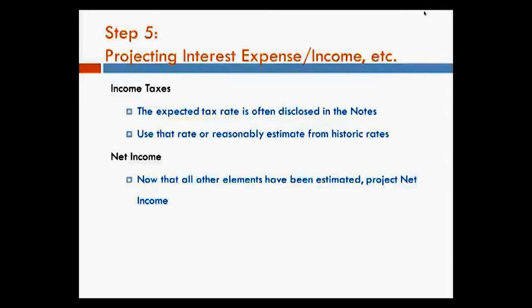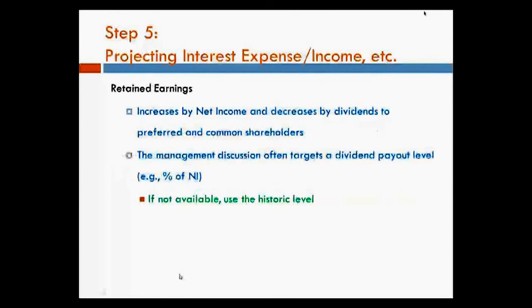So, once you've done these items, you now have a true net income, and hopefully it's positive, and you can then determine what to do with that money. That money goes towards retained earnings or dividends to preferred shareholders who have to get the dividends and common shareholders who might get the dividends. And so you'll get to choose how to break that up.